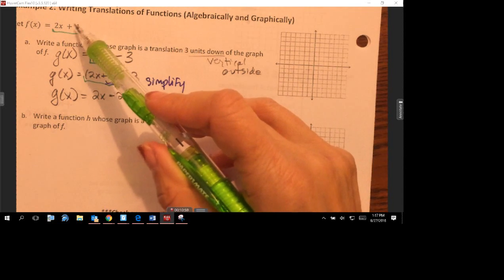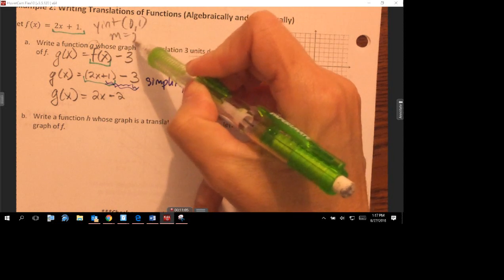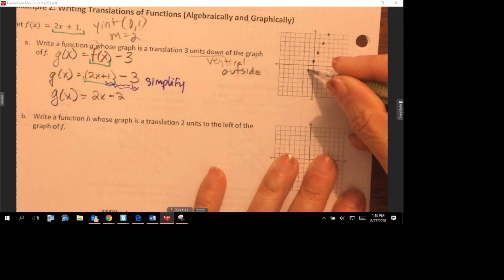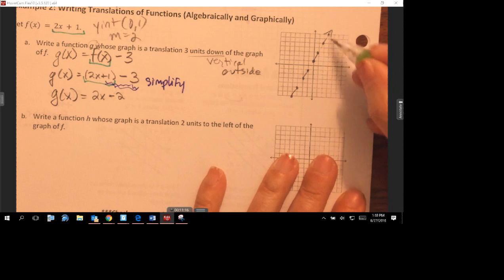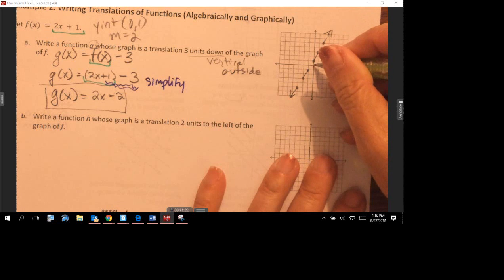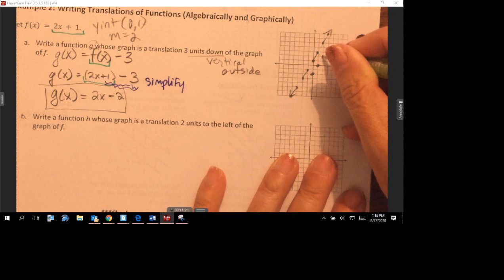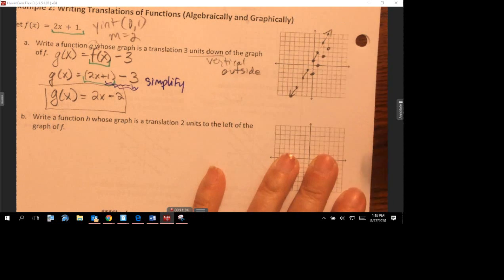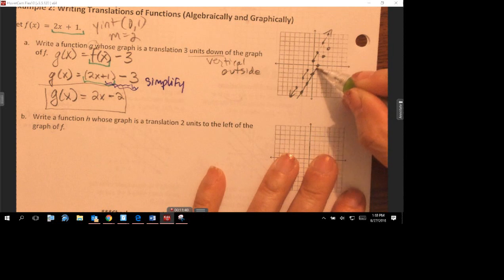But the original function has a y-intercept of 0, 1 and a slope of 2. So I'll start at 1 and then I'll go up 2 over 1. So that's the original function. And then this new function, g of x, is a translation 3 units down. So if I just count 1, 2, 3 units down from each point, then I'll have that new function.